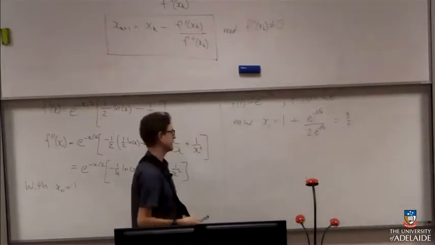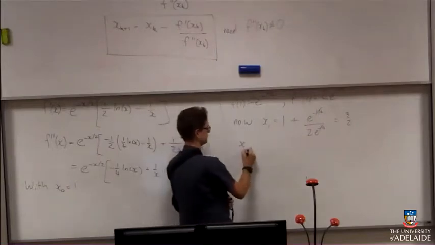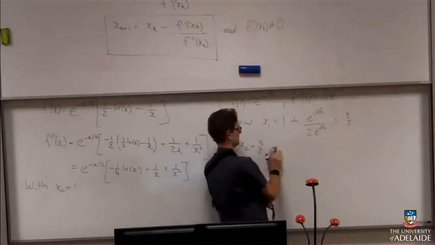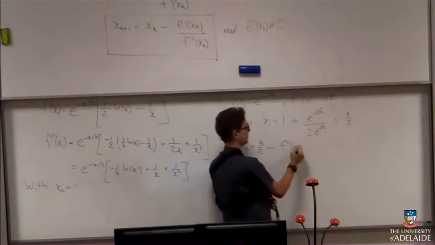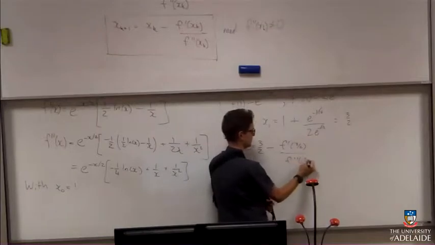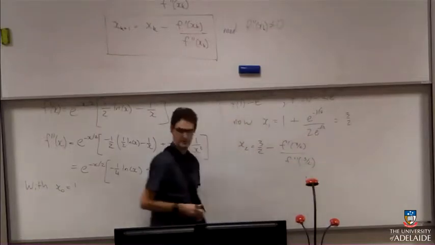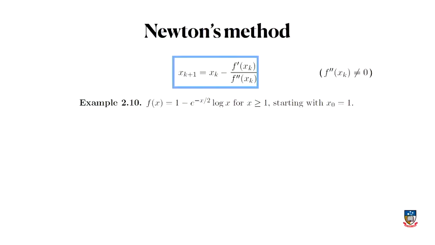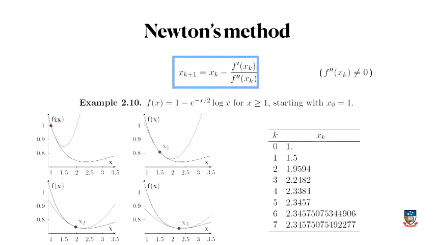And then I could keep going. All right, so x2 is going to be 3 on 2, subtract f prime of 3 on 2, divided by f double prime of 3 on 2, and so forth. So we could keep going. At that point, I won't. Let's just let the computer do it for us.